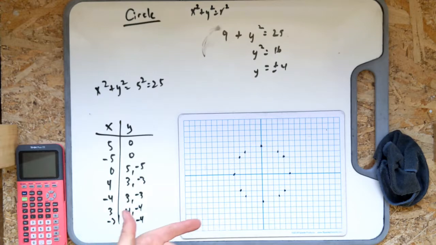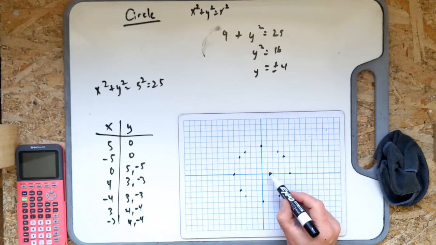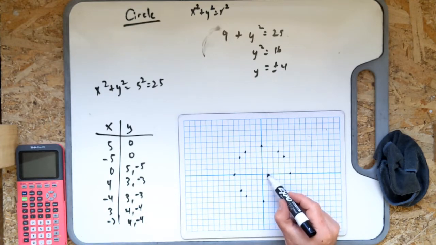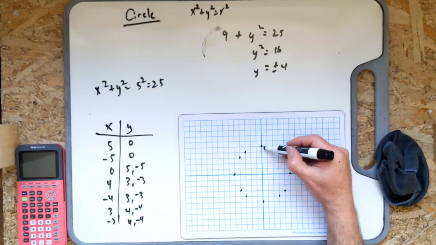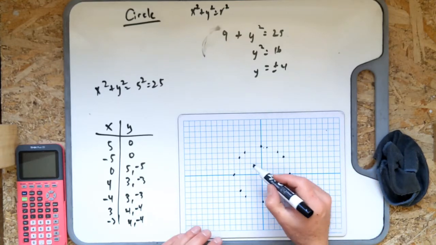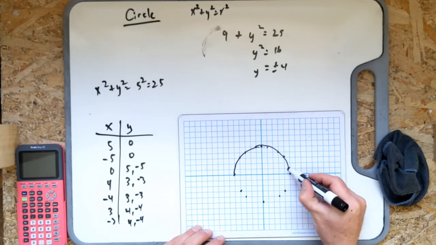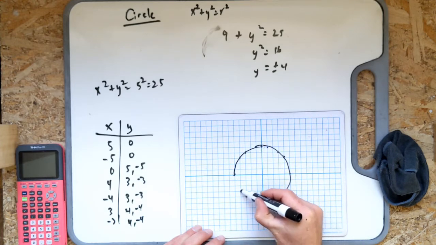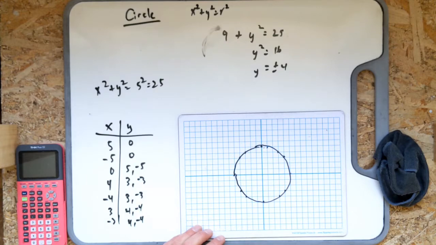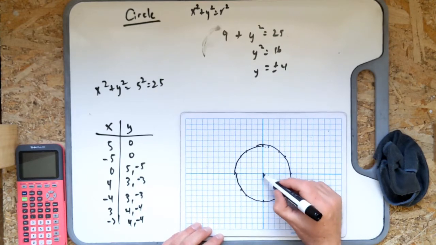I picked numbers that gave me nice whole numbers, but you could easily pick in, for example, 1 here. If you put 1 in, you're going to get that y is radical 24, which is pretty close to 5, somewhere between 4.5 and 5, and you'll get some point like that. So it gives you all these points in a nice circle. Okay, and there's my origin, 0, 0.